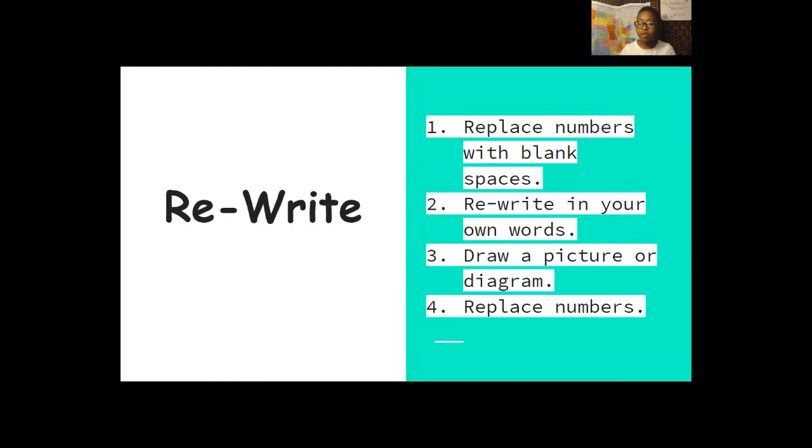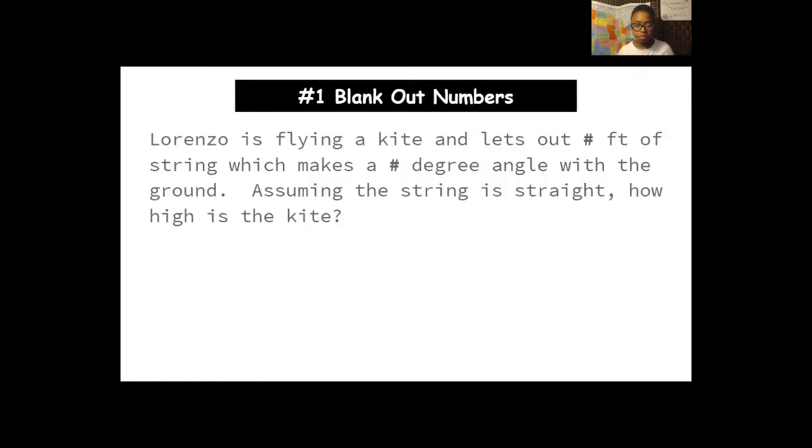All right, so we're gonna rewrite this whole question. What is included in rewriting? Number 1, we have to replace the numbers with blank spaces. Rewrite in your own words, number 2. Number 3 is draw a picture or a diagram. And then 4 is to replace the numbers, so put the numbers back, okay? All right, so we took the numbers out. Actually, instead of blank spaces, I used pound signs or number signs so that you know that a number was there.